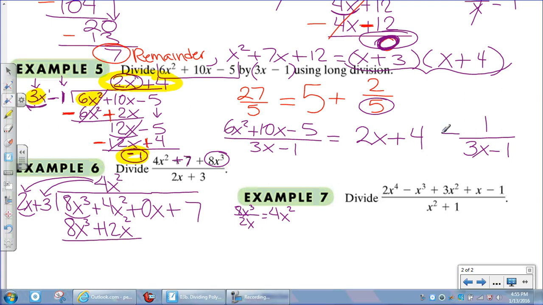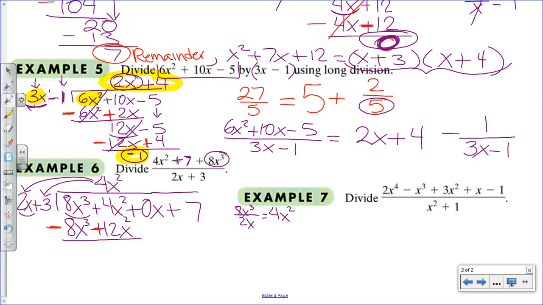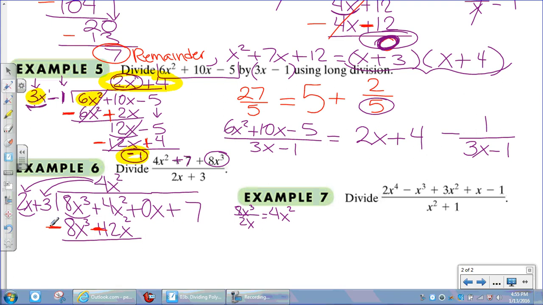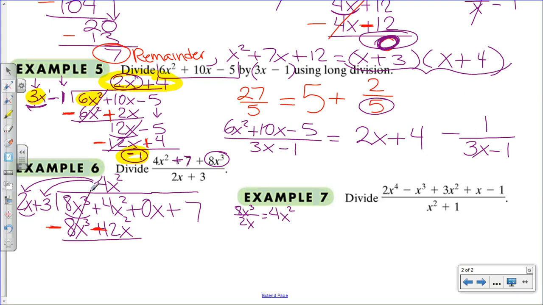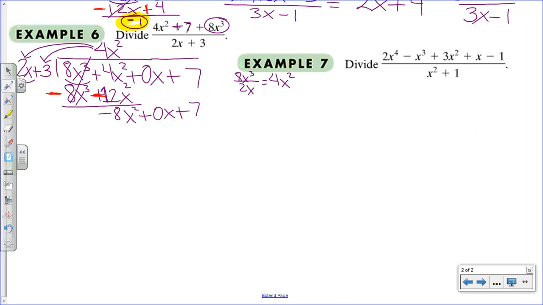Now I need to subtract, so the sign turns to negative, this one turns to negative, and then we combine like terms, so that cancels out as 0. 4x squared minus 12x squared, remember this is a 12, so that will be negative 8x squared. Now I'm going to drop the next two terms, so we have a plus 0x and we have a plus 7, just so that I don't lose track of them.